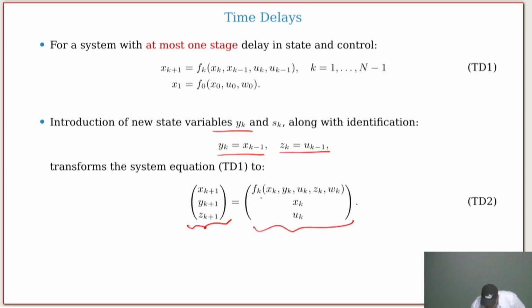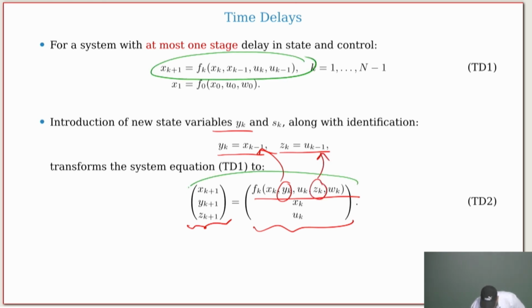So xk plus 1 is like this, because yk is xk minus 1 and zk is uk minus 1, and this matches with this, right? So with this variable, introducing new variables, we could write like this.